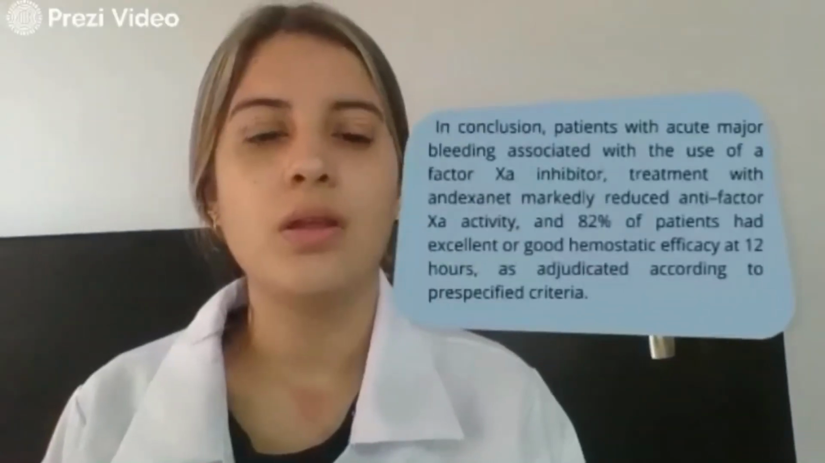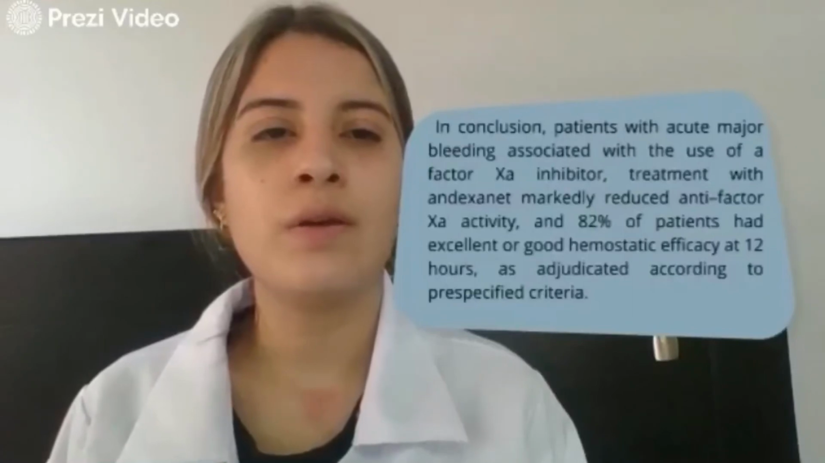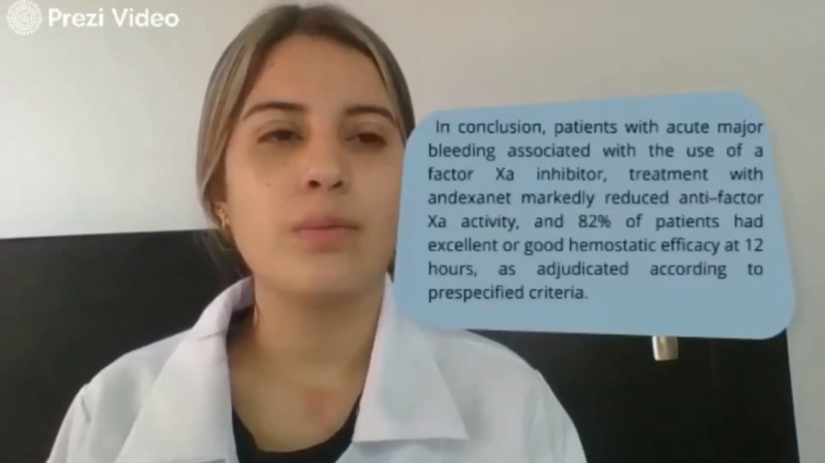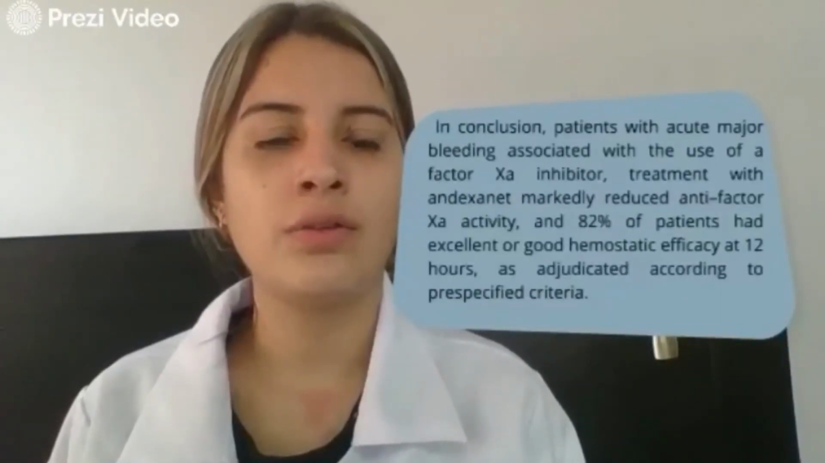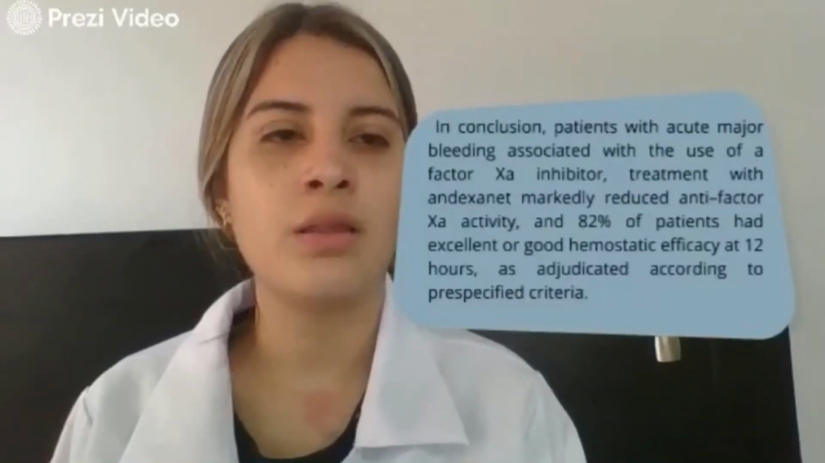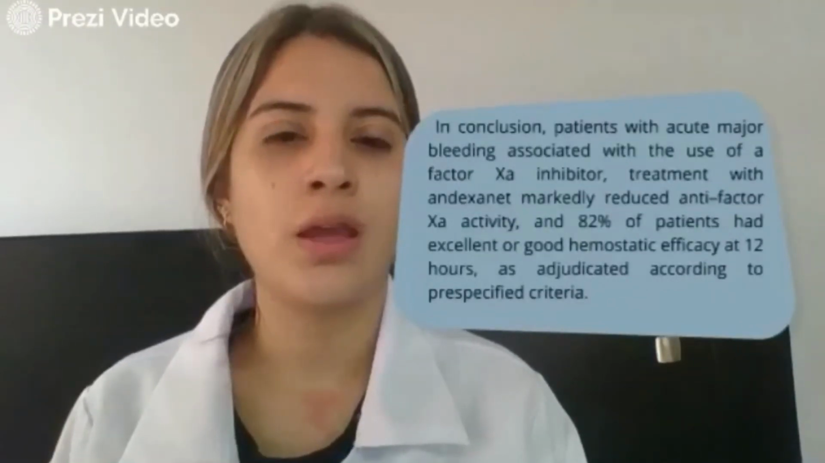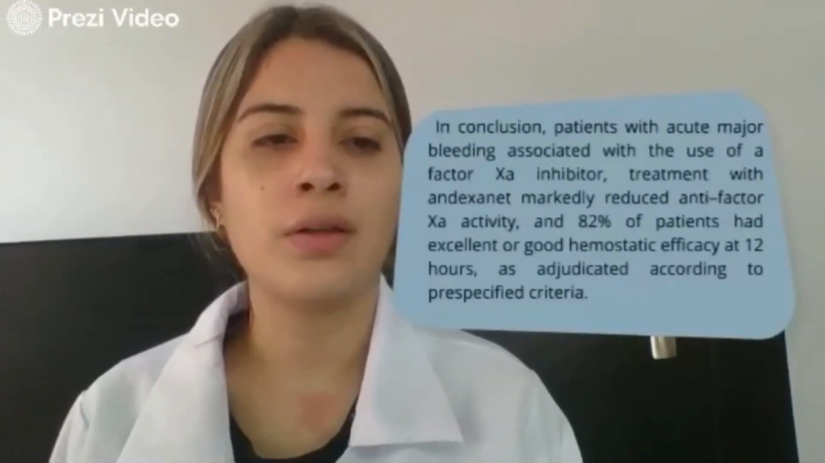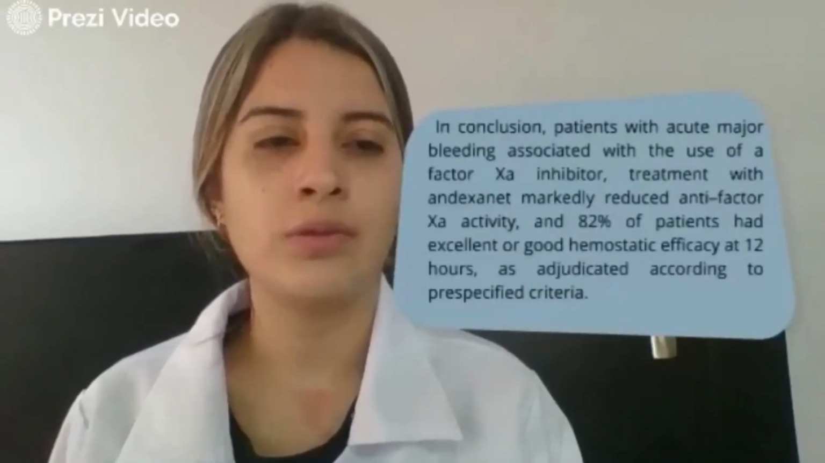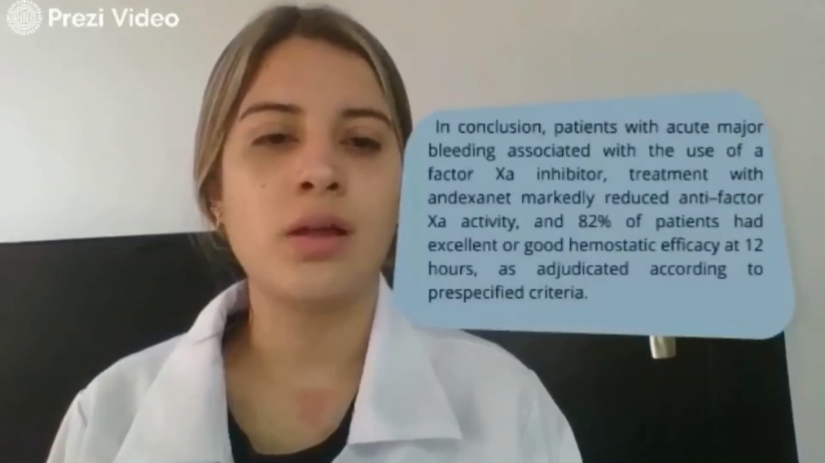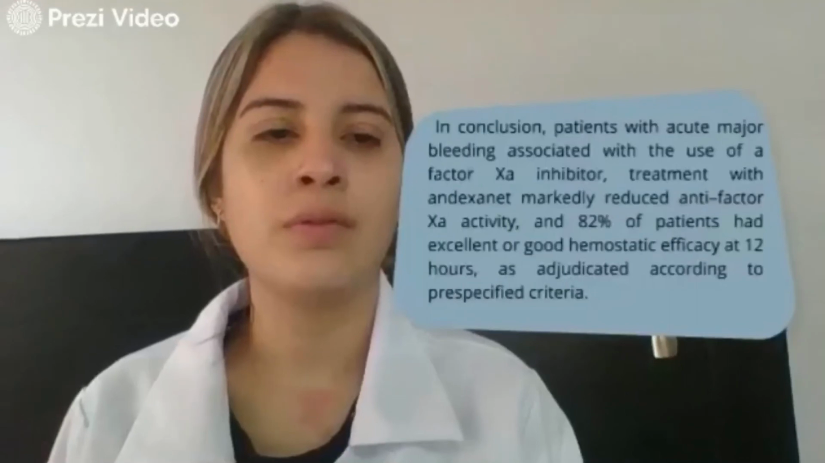In conclusion, in patients with acute major bleeding associated with the use of a factor Xa inhibitor, treatment with Andexanet markedly reduces anti-factor Xa activity, and 82% of patients have excellent or good hemostatic efficacy at 12 hours, as adjudicated according to pre-specified criteria.